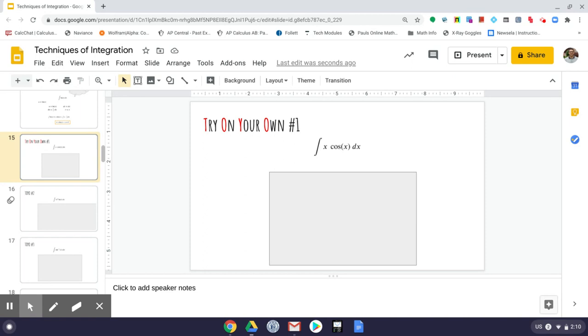So for try on your own number one, we have a problem that's very similar to the first example, which is the integral of x cosine x. We see there that I've got a multiplication of two different types of functions, an algebraic function in x to the first, and a trigonometric function in cosine of x. So that's a good telltale sign that I'm probably going to use integration by parts.